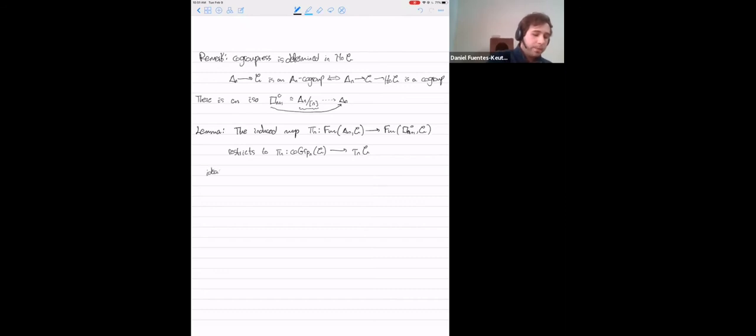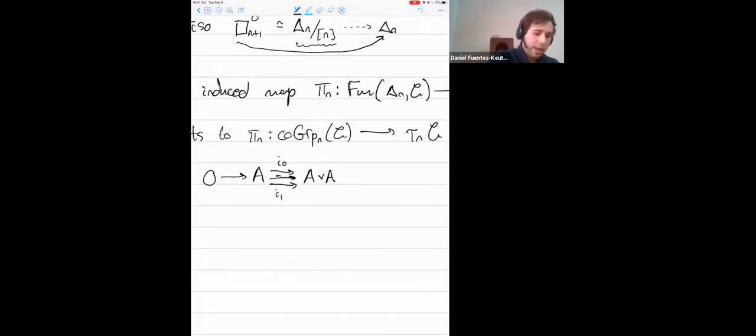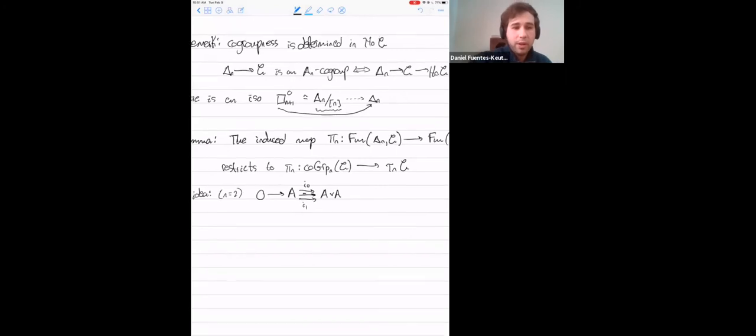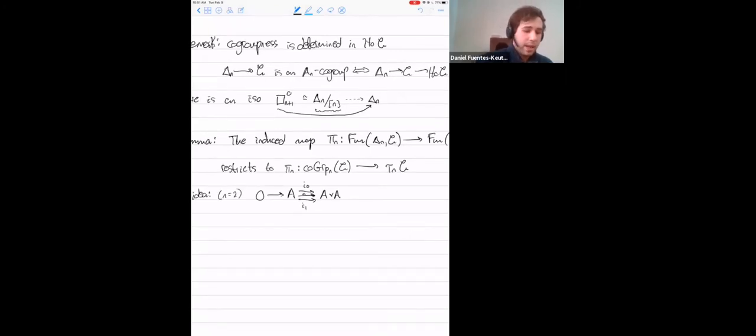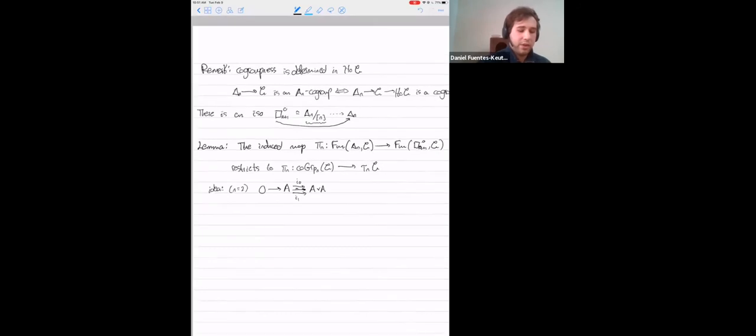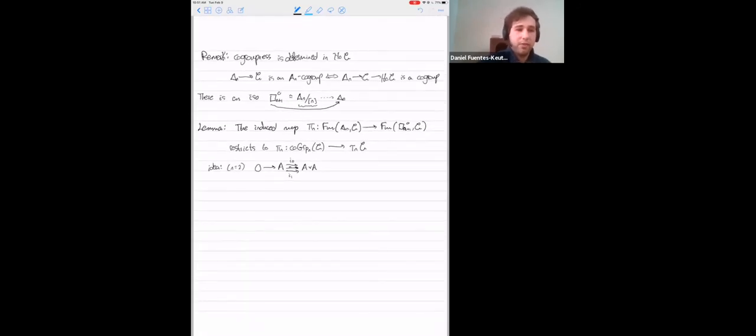So how does this work? Let's say I take the only case that I can ever draw, n equals 2. What is an A_N cogroup object? It looks like a truncated diagram like this, where maybe I'll call these maps i0, the first inclusion, i1, and this middle map I'll call m, which is the co-multiplication. And I say that this is a cogroup object, so it satisfies this condition 2 prime.